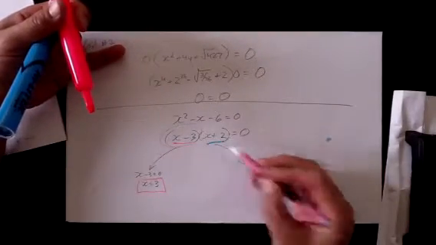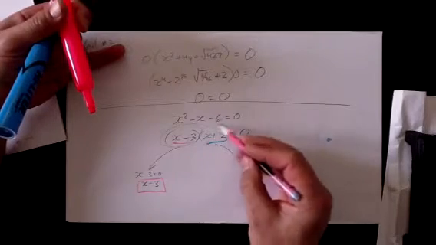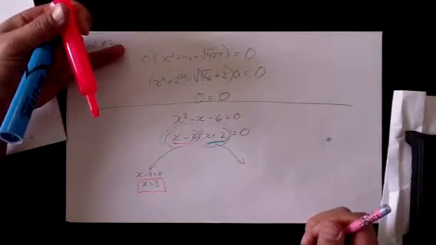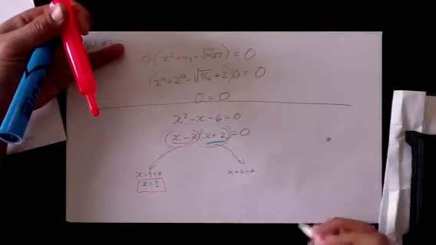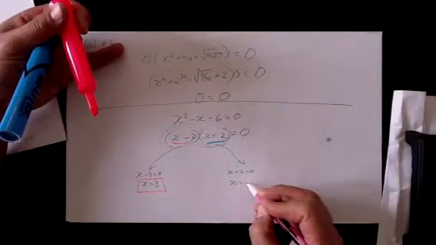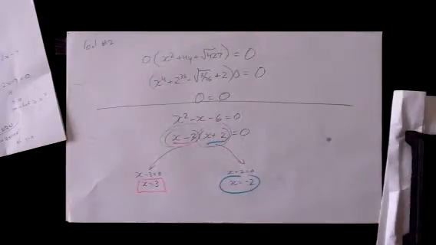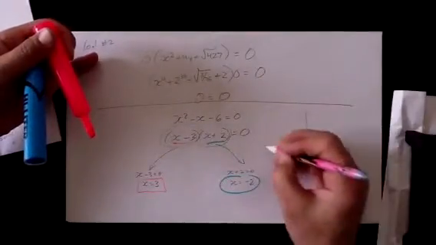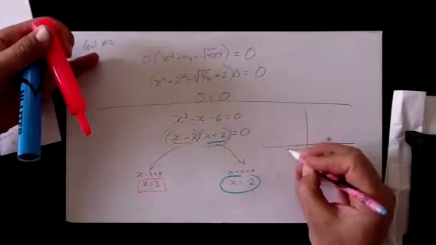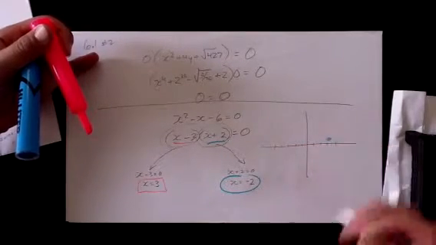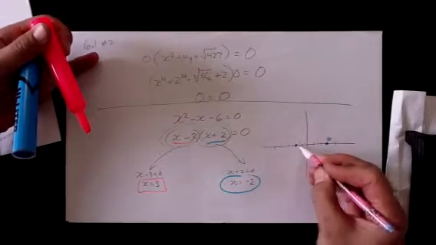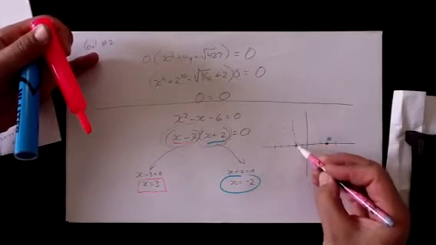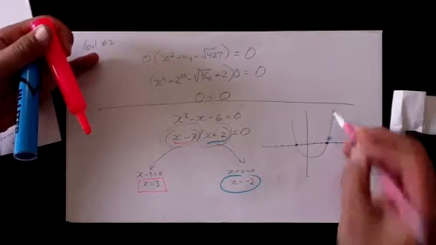Over on this side, what would x have to equal in order to get this thing to equal 0? We'll call that the blue solution. Well, x plus 2 equals 0. Therefore, x equals -2. And that's the blue solution. So those are my two solutions. And if I were to graph this, I know that x equals 3 and x equals -2 would be on the parabola.